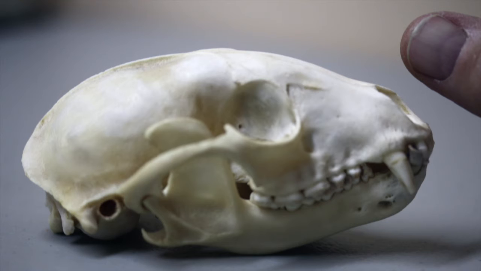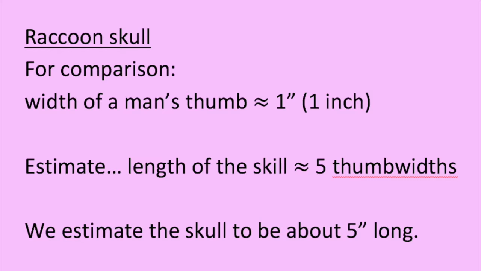So in this picture, you will see the size of my thumb, and if you have a thumb width, remember that is 1 inch. So if you look carefully, you can guess the length of the skull. In fact, the skull is about 5 times the length of a thumb, so that means it's about 5 inches, or about 12.5 centimeters.